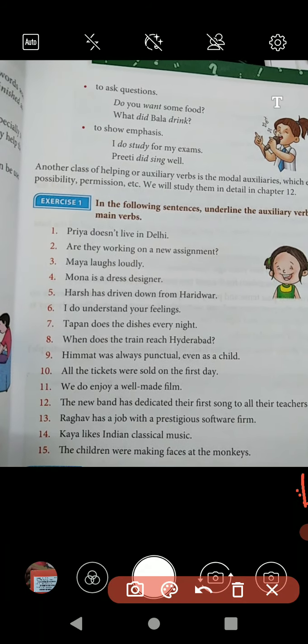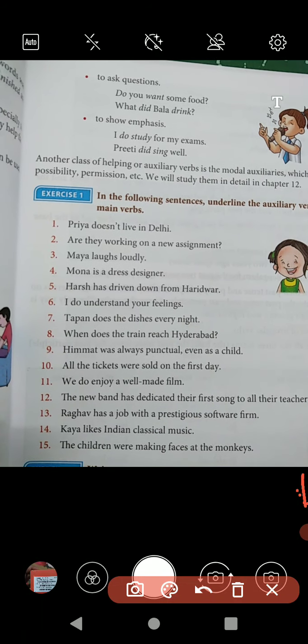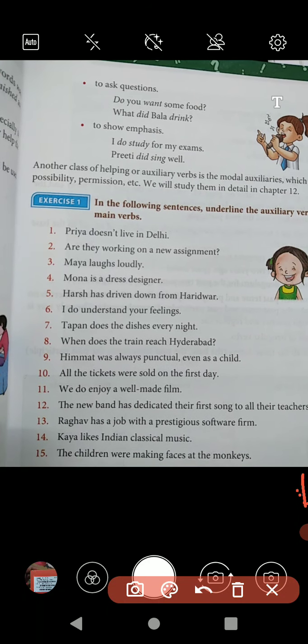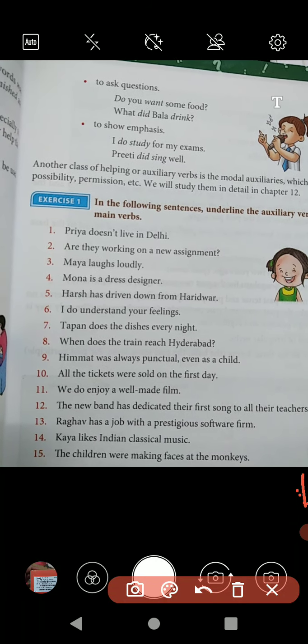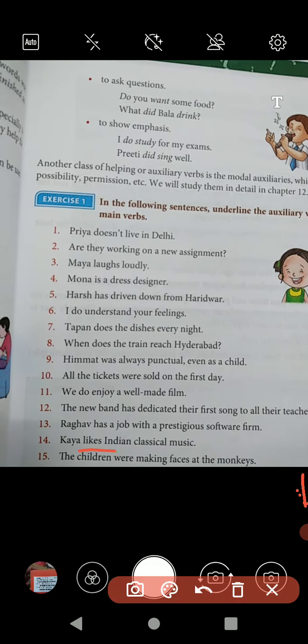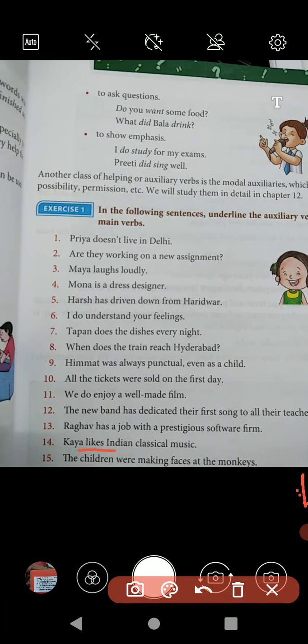Now next one, Kaya likes Indian classical music. So in this sentence, he likes. So likes is the main verb.